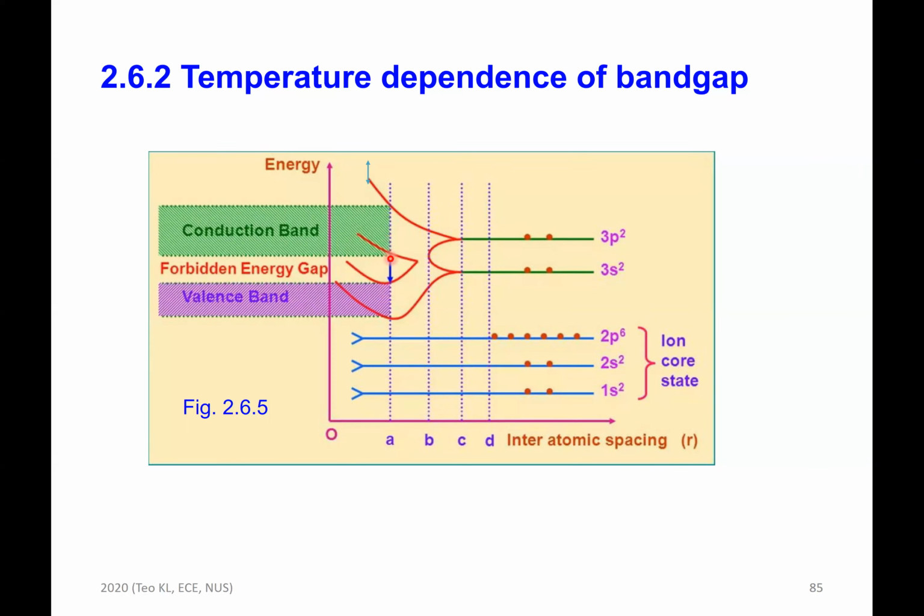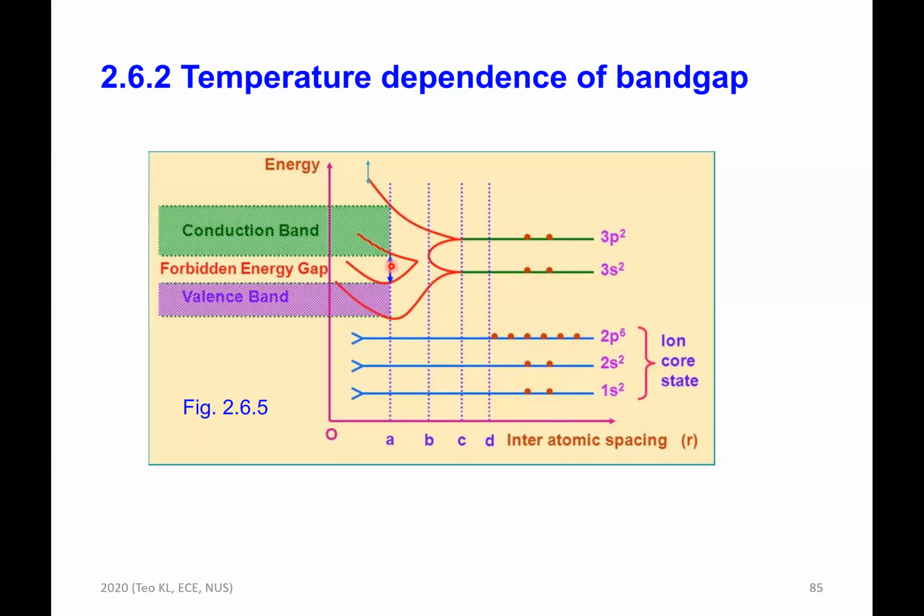So imagine down here is the original interatomic distance. Then as you increase the temperature, due to thermal expansion, you expect your energy to shift to here. So this vertical distance will be smaller than this distance as your interatomic spacing increases, because this defines the gap of the semiconductor.